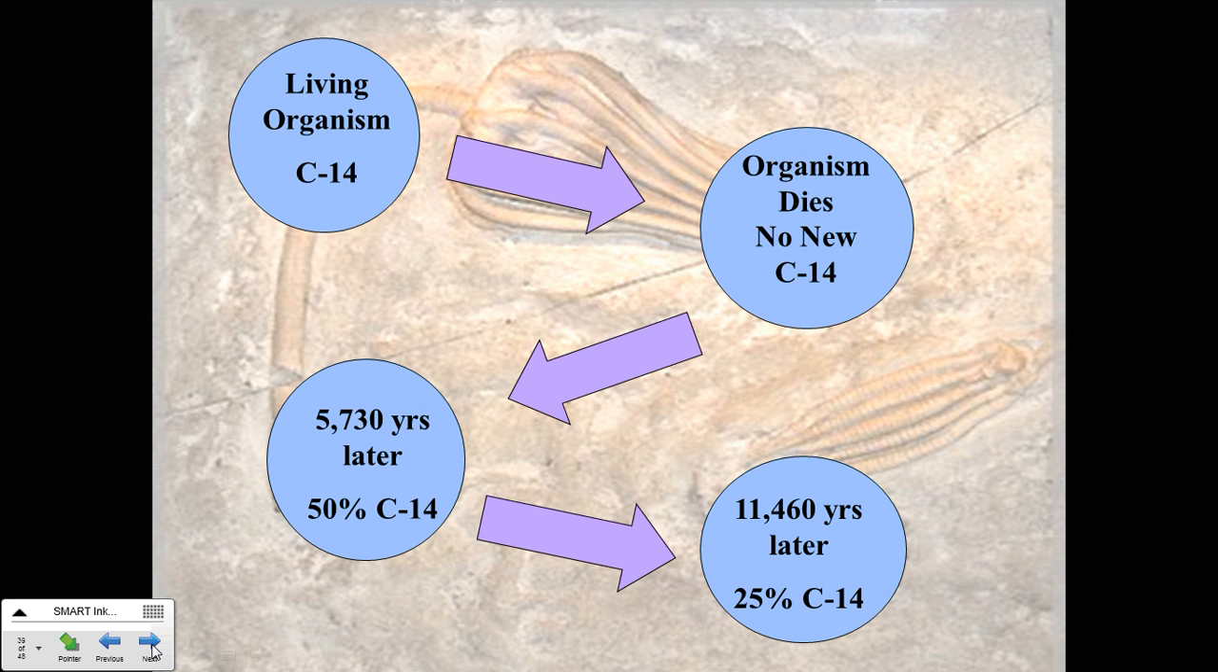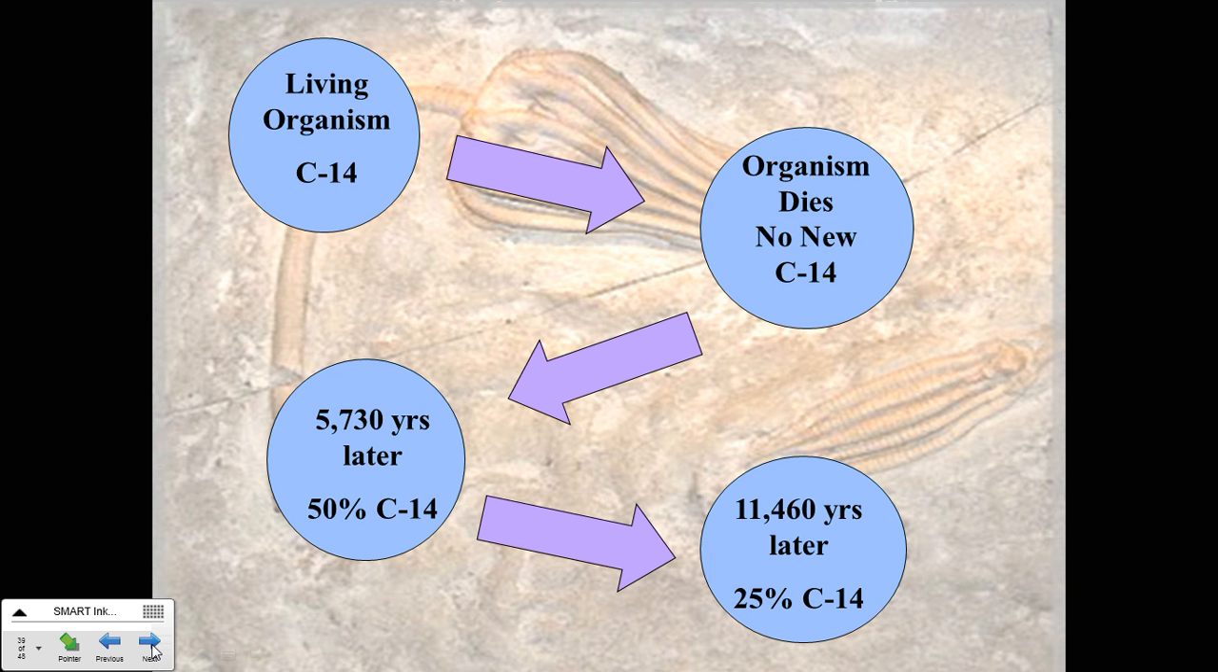So 5,730 years later, you've lost half of that carbon-14. So you're half carbon-14 and half nitrogen-14. And then 5,730 years later, which is now 11,460 years later, you've got 25% carbon-14 and now 75% nitrogen-14.